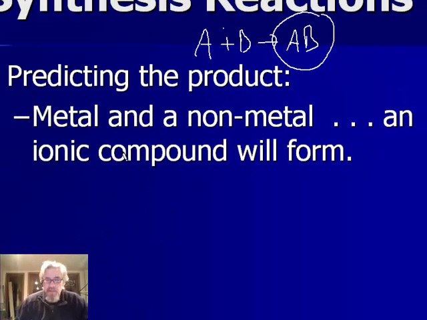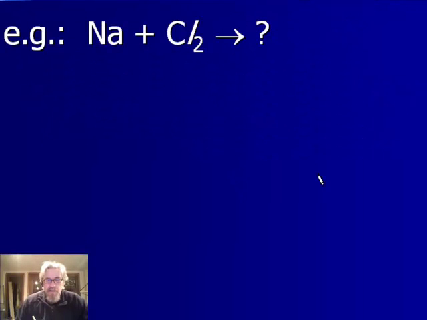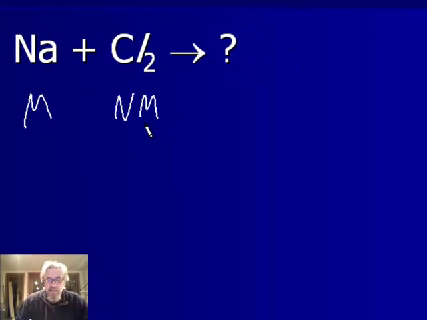Well, if the reactants are a metal and a nonmetal, it's easy to do. An ionic compound is going to form. And when that takes place, we just use the charges on the monatomic ions to predict what the product is going to be. Let's take a look at an example. If I react sodium with chlorine, I'm reacting a metal, sodium is a metal, with chlorine, a nonmetal. That means my product is going to be ionic. What is the product? Well, I can use charge swap to figure that out.